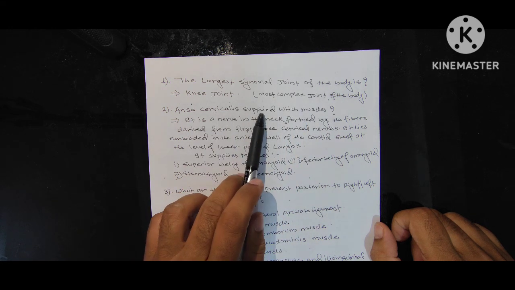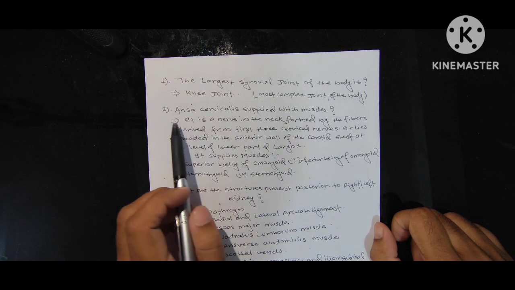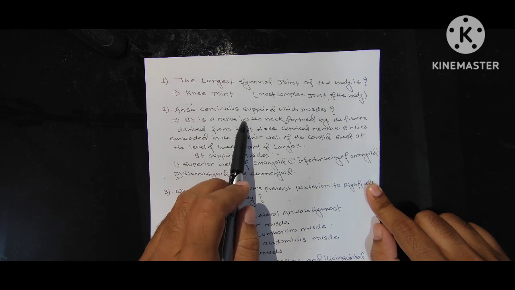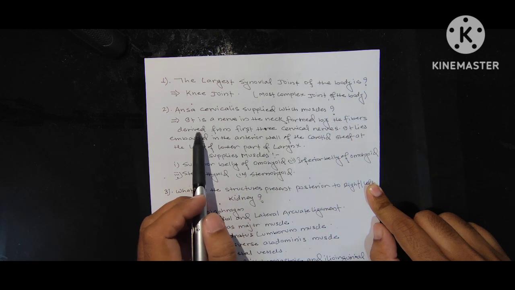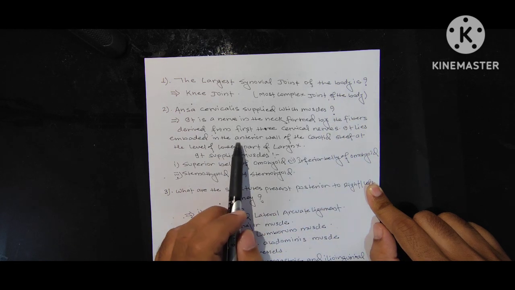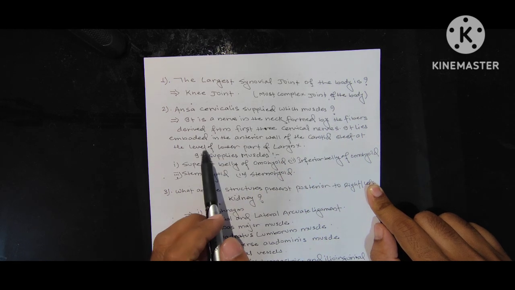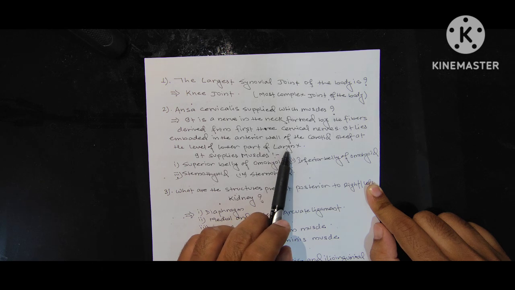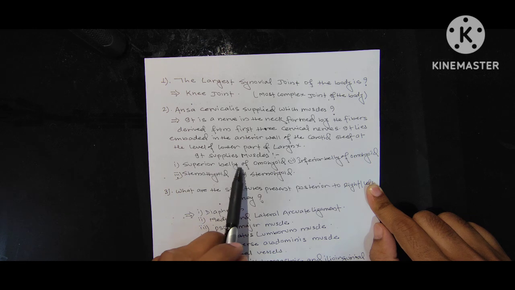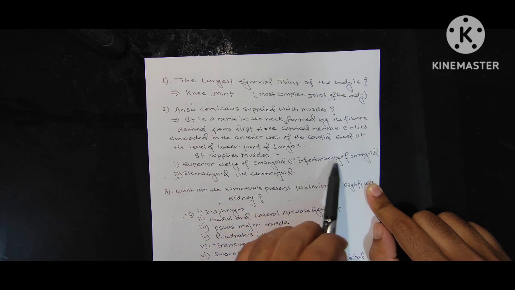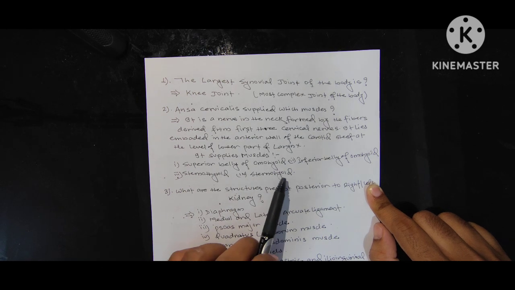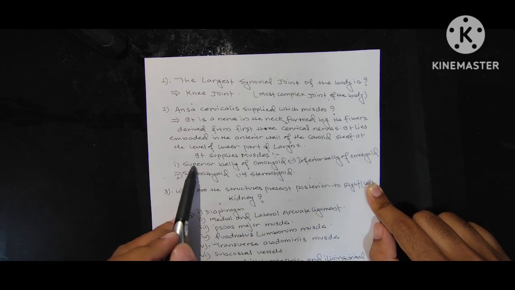Ansa cervicalis supplies which muscles? The answer is, ansa cervicalis is a nerve in the neck formed by fibers derived from the first three cervical nerves. It lies embedded in the anterior wall of the carotid sheath at the level of the lower part of the larynx, and it supplies the superior belly of omohyoid muscle, inferior belly of omohyoid muscle, sternothyroid muscle, and sternohyoid muscle. It supplies these four muscles.